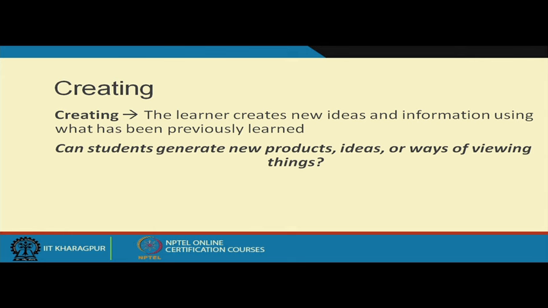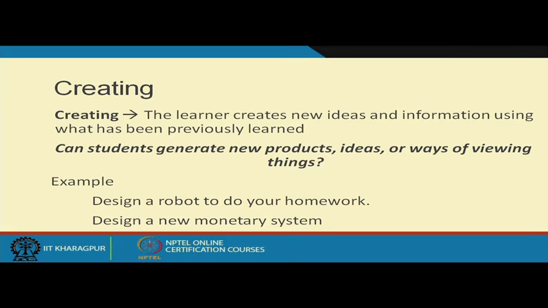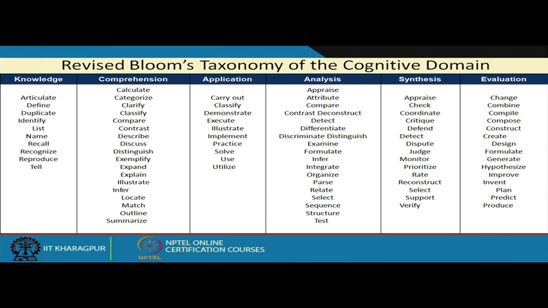Can students generate new products, ideas, or ways of viewing things? For example, design a robot to do your homework, or design a new monetary system. This is not only evaluating, they are not only judging, they are designing it. So the creation component is there. Here are all the action verbs in the revised Bloom taxonomy of the cognitive level.